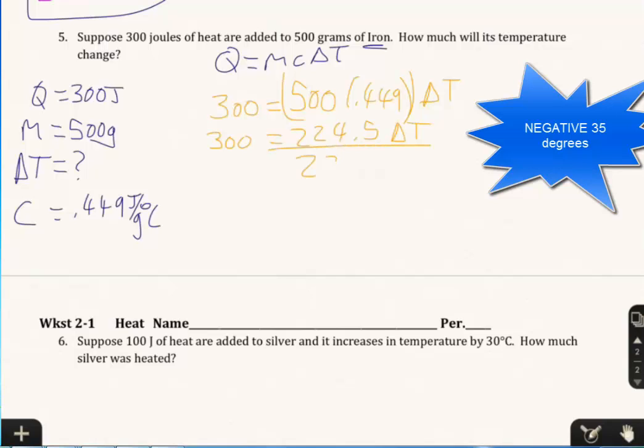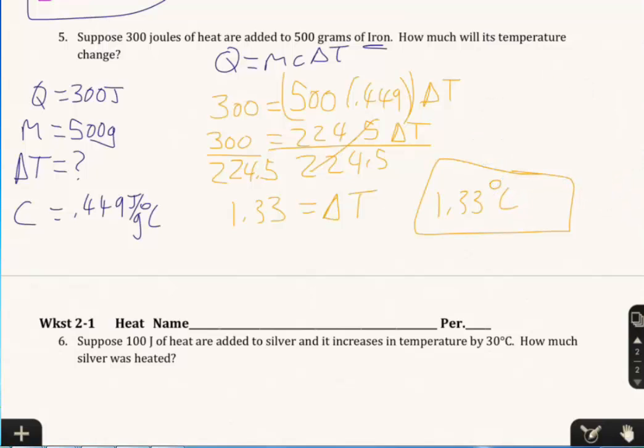Now I can divide both sides by 224.5, right? Because they're multiplied together, so to get them apart, you divide, you undo the multiplication. That term cancels and I'm left with 300 divided by 224.5, which equals 1.33. Okay? Remember, we need units on that, so I'm going to rewrite that over here. 1.33, it's a change in temperature. Temperature is measured in degrees Celsius. There's my final answer. Okay?